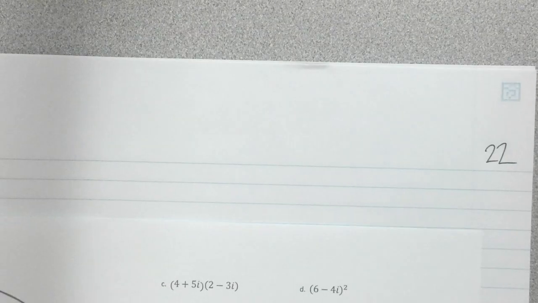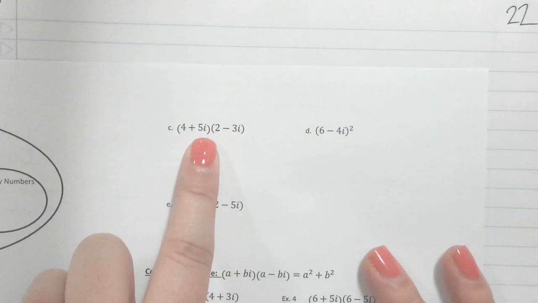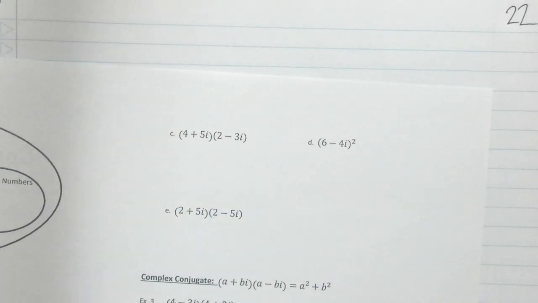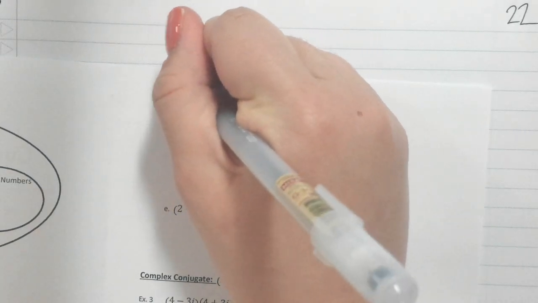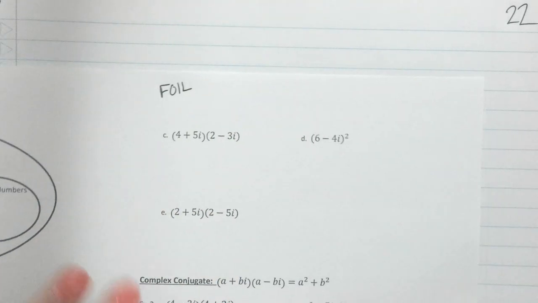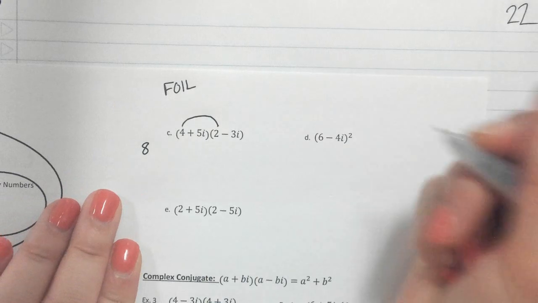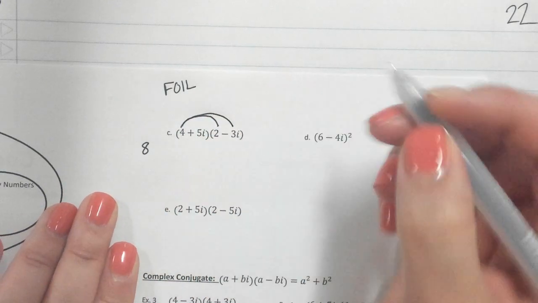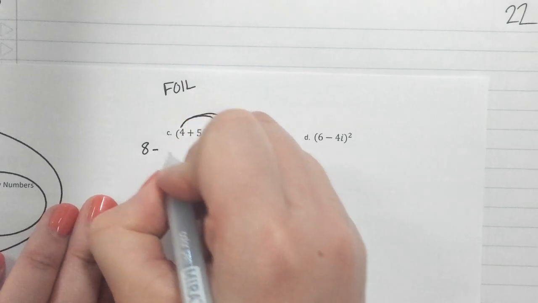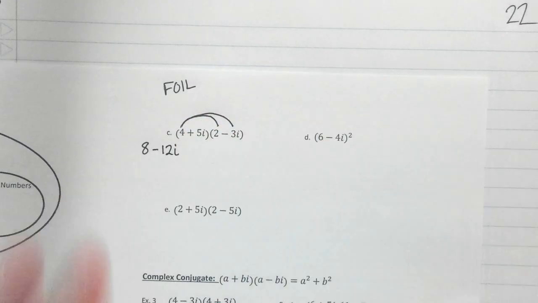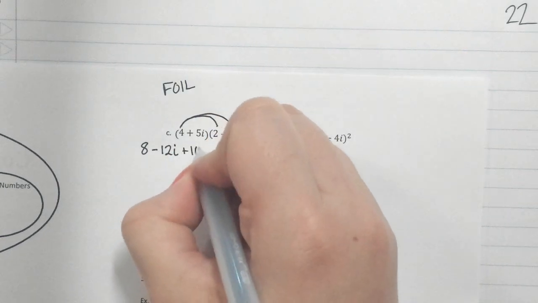Okay, C. This is multiplication of 2. So now we're going to multiply 2 complex numbers together. All right? How do you think we would approach something like that? FOIL, right? Yeah, it's exactly what you do. You FOIL it. So we're just going to FOIL it. So 4 times 2 is 8. 4 times negative 3i is negative 12i. 5i times 2 is 10i.